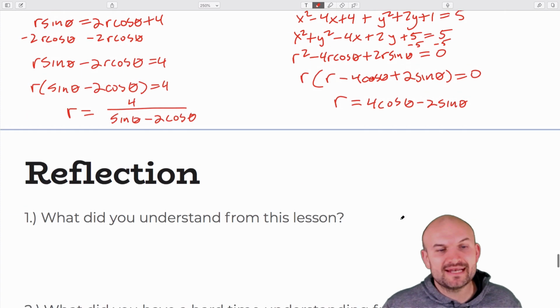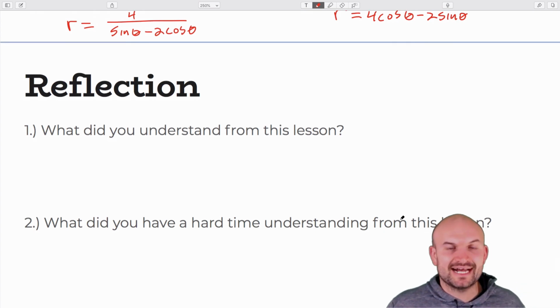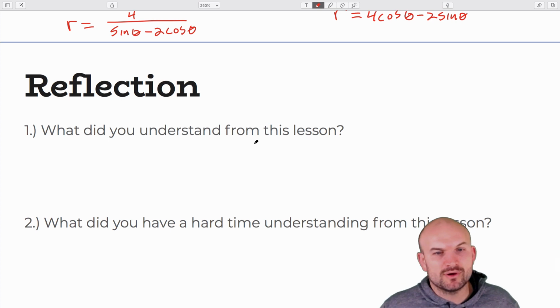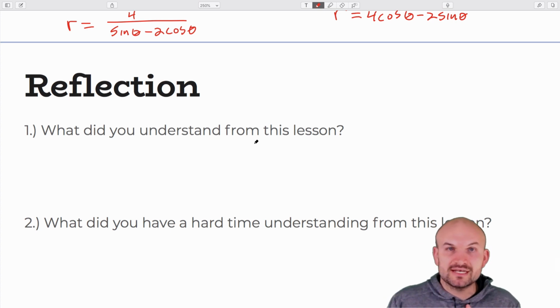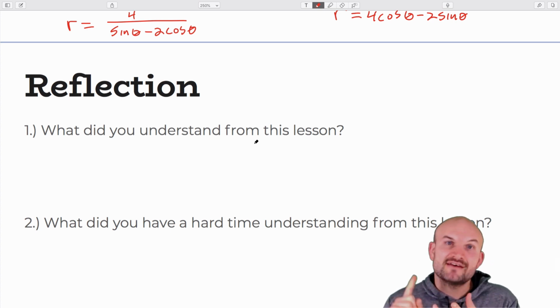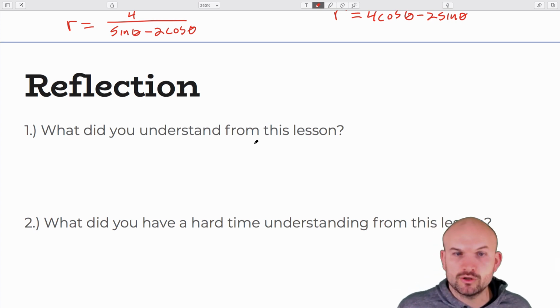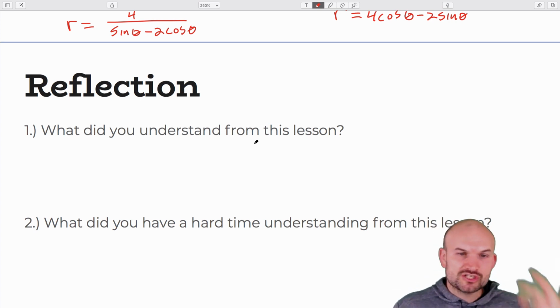So there you go, ladies and gentlemen. That is our lesson on polar equations. Hopefully it was helpful for you. What we covered is, again, converting between rectangular and polar points, finding different representations, as well as converting between rectangular and polar equations. Hopefully you understood some of that.